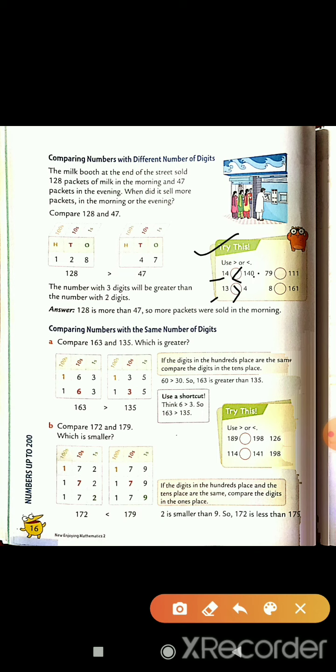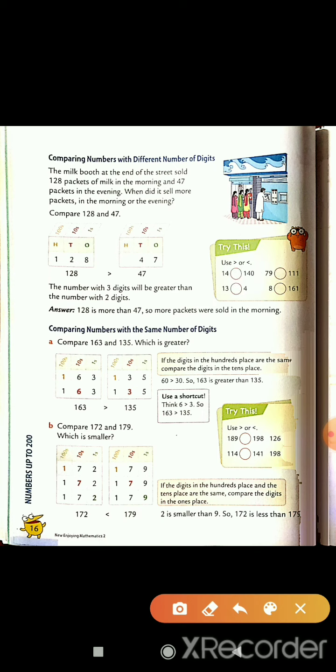Next, 79 and 111. 79 is a 2 digit number and 111 is a 3 digit number. So 111 will be more than 79. Next, 8 and 161. 8 is a 1 digit number and 161 is a 3 digit number. So a 3 digit number will be more than 8. So 161 is greater than 8.